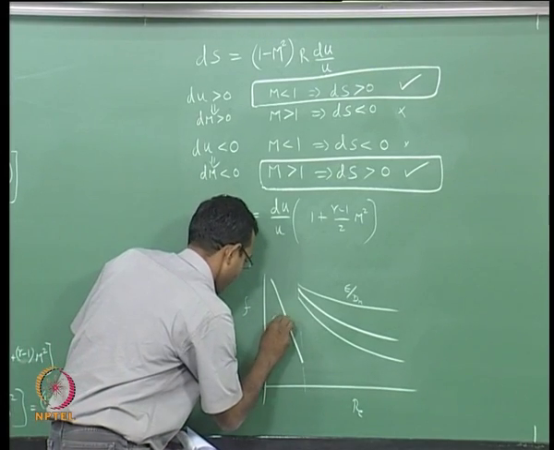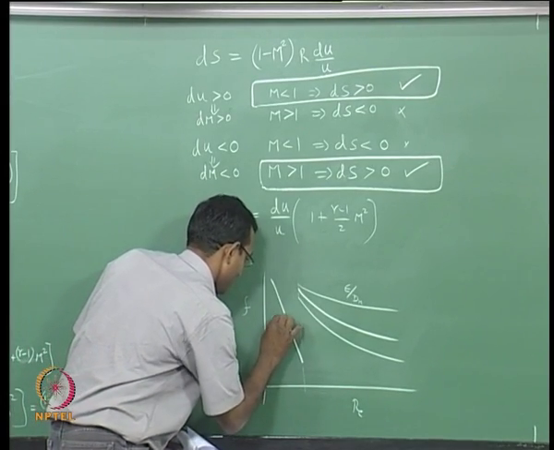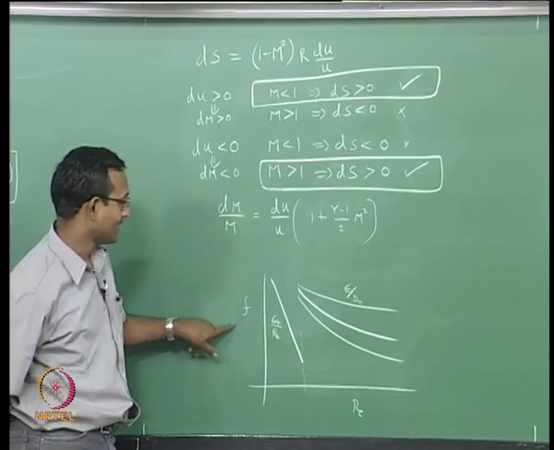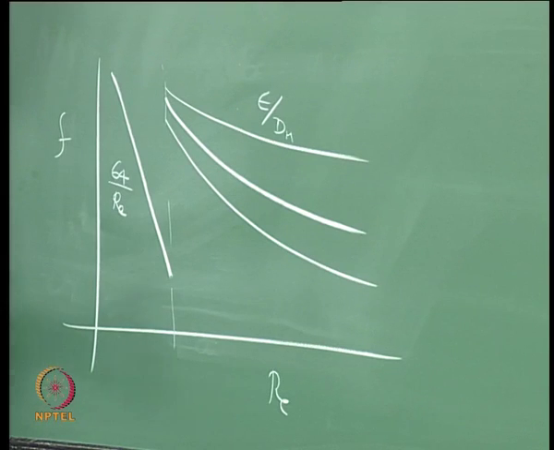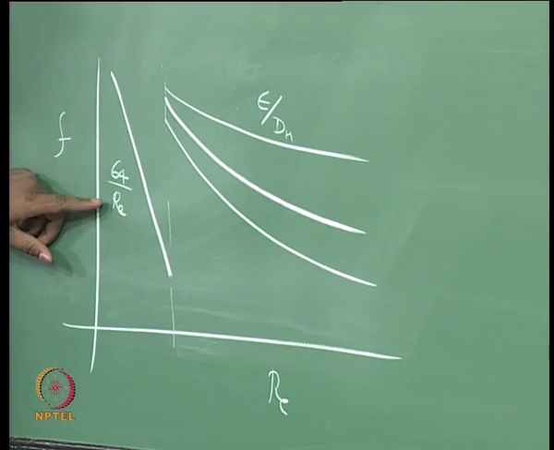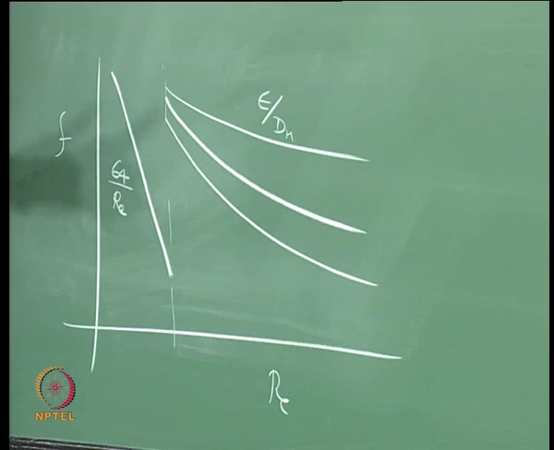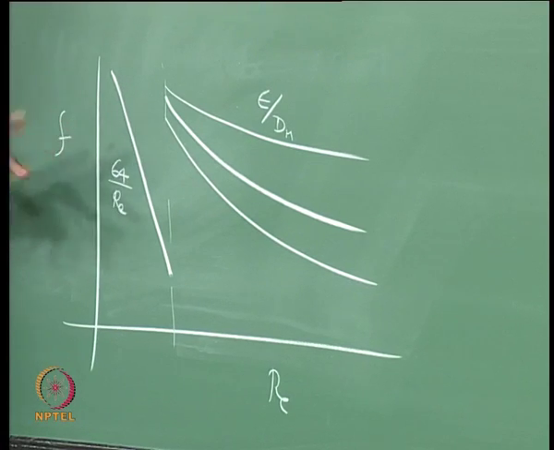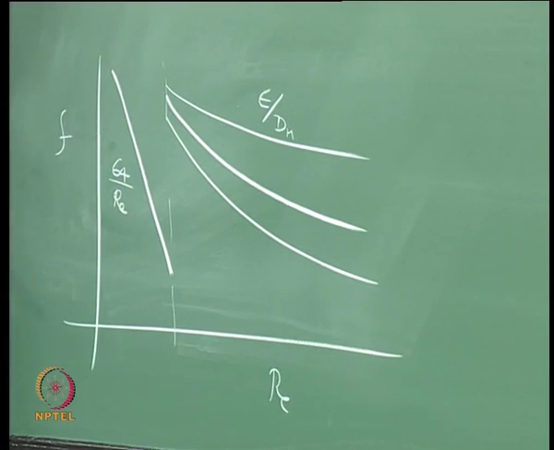This particular curve is 64 by Re. If I write it as 64 by Re, I am thinking about the Darcy friction factor. There are some books which will give you 16 by Re, they are talking about the Fanning friction factor defined the aerodynamics way. So depending on which book you are talking about, it will change slightly, just get used to this.